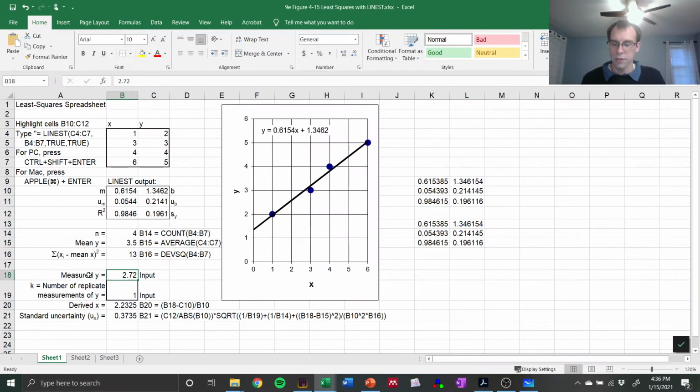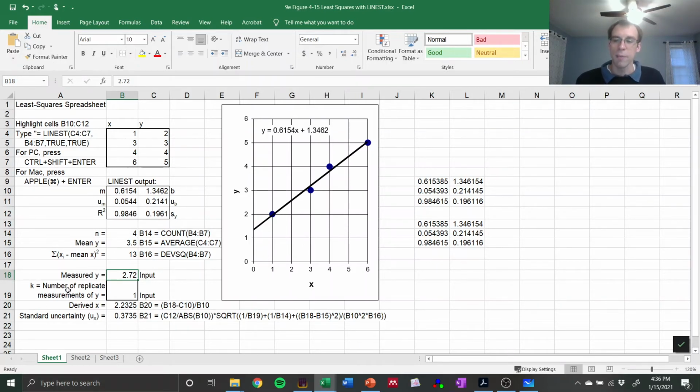So this is all down here on this bottom half. This is how we calculate UX. In this example, imagine that these are concentrations of 1, 2, 3, 4, and 6, and we get responses of 2, 3, 4, and 5. This is a little bit silly because we have exact values.